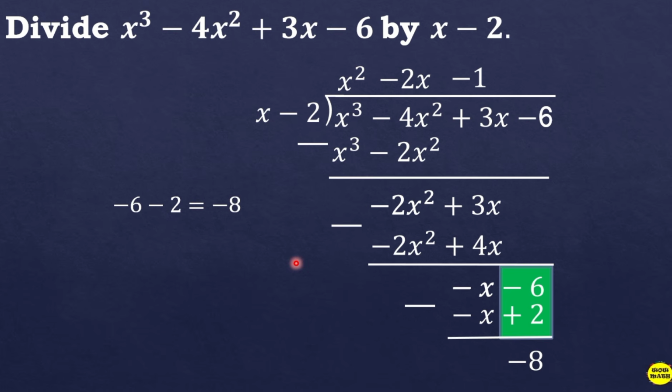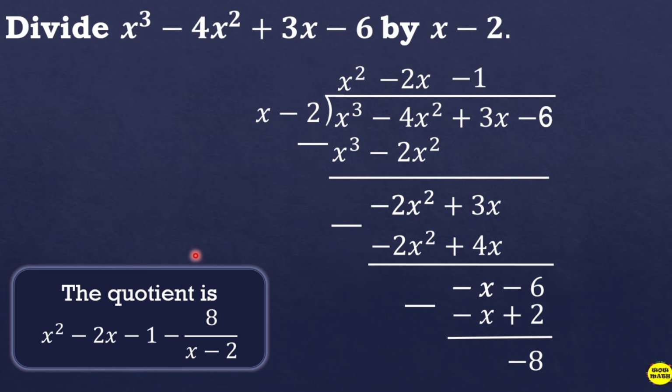So therefore, paano po natin isusulat ang sagot? So the quotient is x squared minus 2x minus 1, yung nakuha mo. Since meron tayong remainder, ilalagay mo siya as minus 8 over x minus 2. Okay, ganito po ang pagsulat ng sagot. So, x squared minus 2x minus 1 minus, bakit minus? Kasi this is negative 8. Okay, so minus 8 and then over x minus 2 kung saan siya i-divide. So, ganito po ang pagsulat kapag meron po tayong remainder.